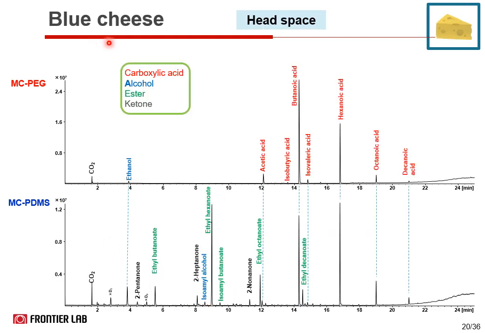This is an example of blue cheese using the headspace sampling technique. The top one is again MC-PEG, and the bottom one is the MC-PDMS result. You can see that carboxylic acids are mainly observed on MC-PEG, while esters and ketones are mainly observed on MC-PDMS.